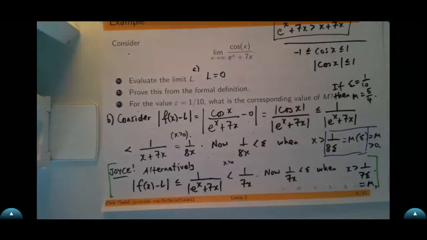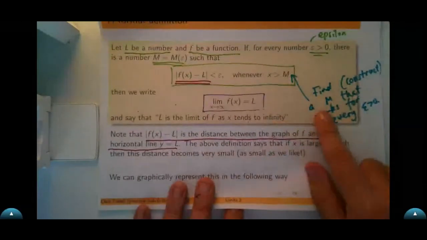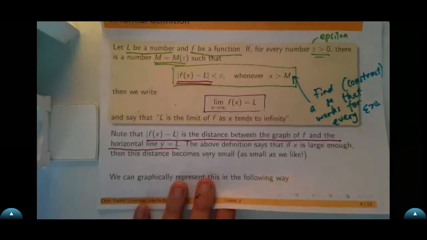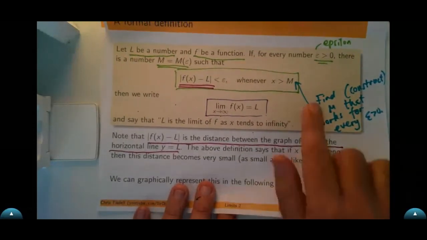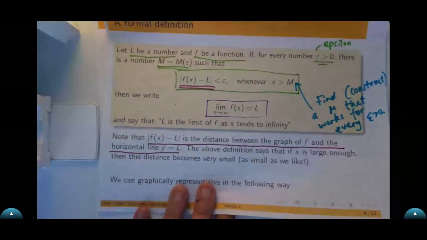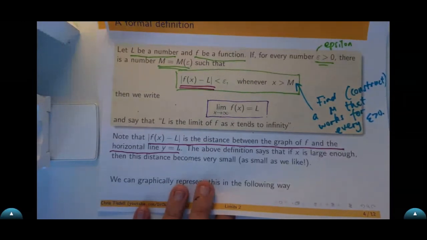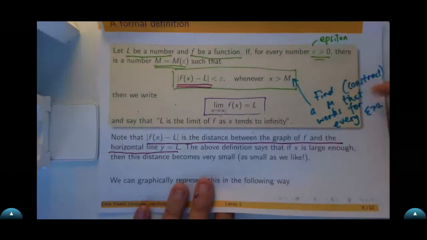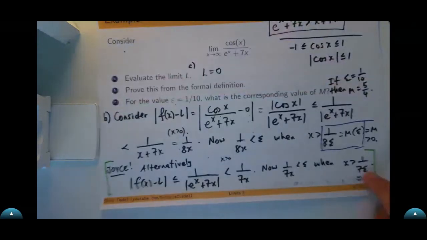Yeah. Okay. CZ Chan, you've got to find an m that works for every epsilon. So you're finding the m. That's what you're supposed to prove, right? You've got to construct an m such that this is true. Yes, correct, CZ Chan. Exactly. You've got to prove that there exists an m, right? Yep. This was our m.